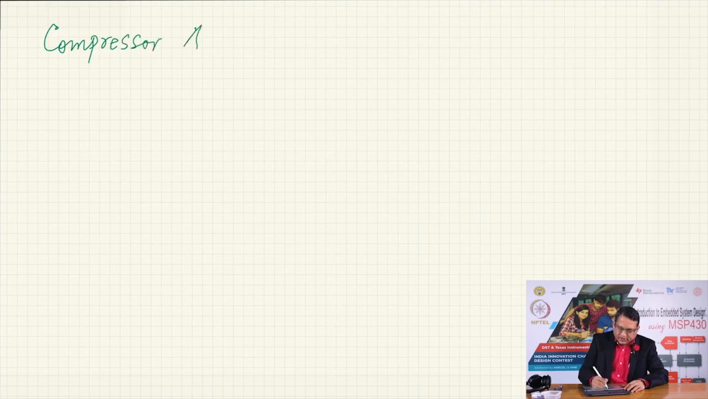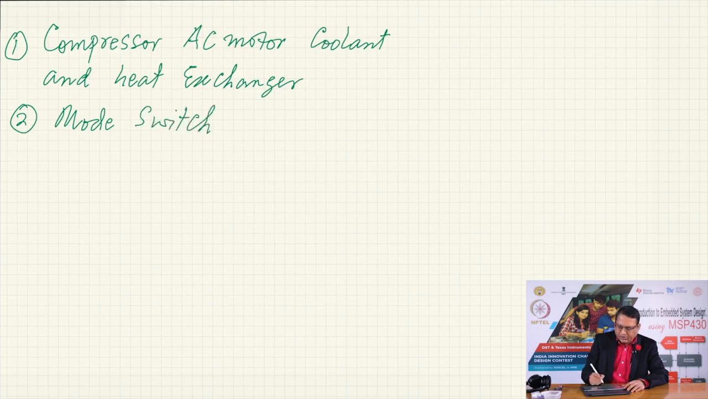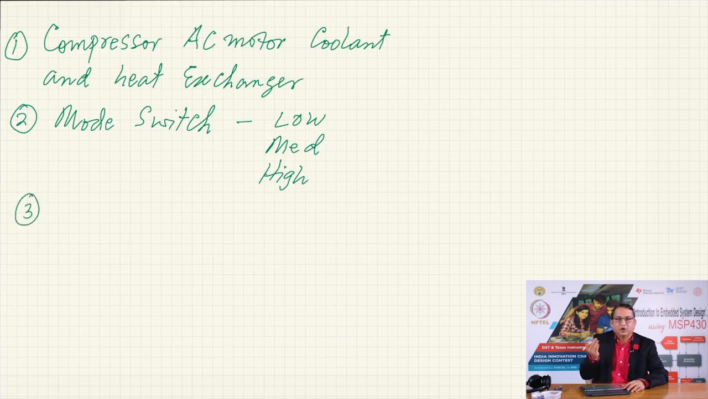So, in an air conditioner, the old style air conditioner, what all things we had? We had a compressor, which used an AC motor together with a coolant and heat exchanger. This was one of the things that you needed. Then you had a mode selector switch, which probably offered three modes of operation: low, medium and high cooling. Third, you had a mechanism to turn the compressor on and off with the help of a relay. Oftentimes it was also called a contactor.